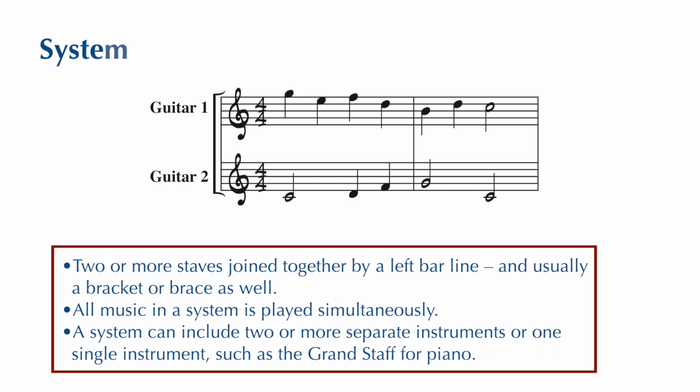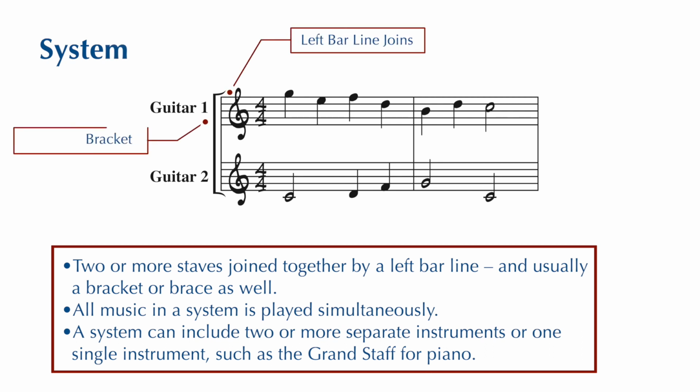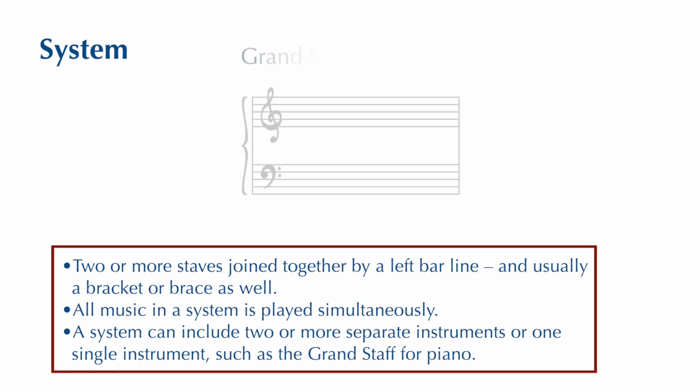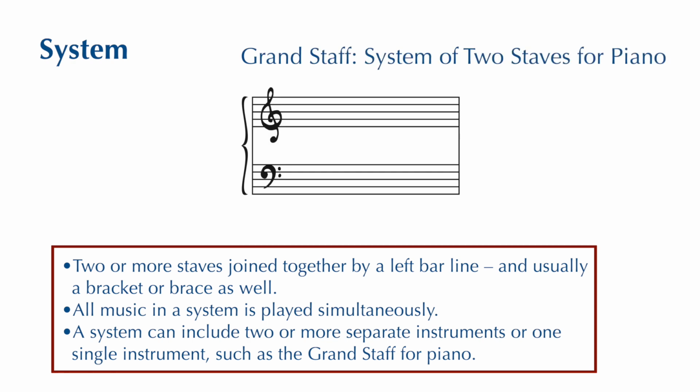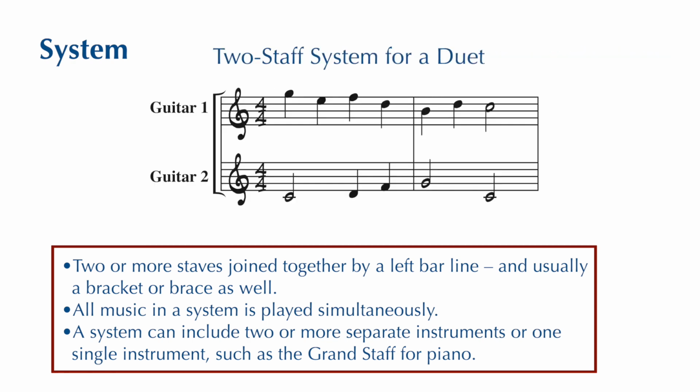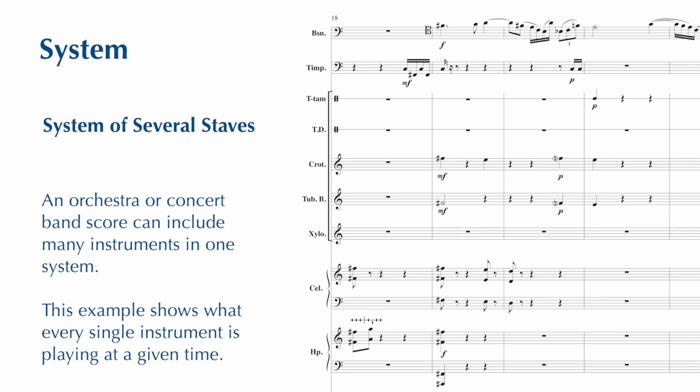A system is two or more staves joined together by this line on the left. Most of the time you'll see a bracket as well. The music in any given system is all happening simultaneously. The grand staff is a system of two staves. A system in a full score can have any number of staves, from two staves for a duet to a whole bunch of staves for a band or orchestra score, which shows what every single instrument is playing at any given time.